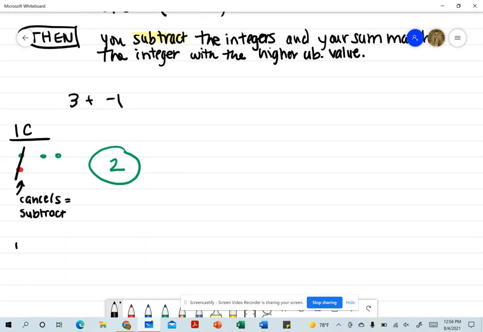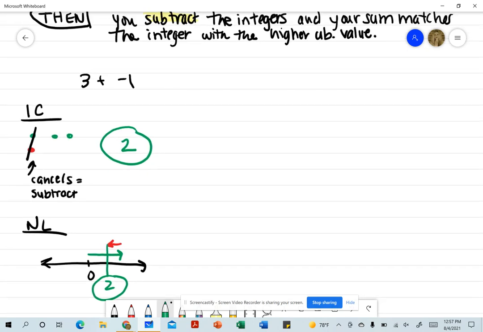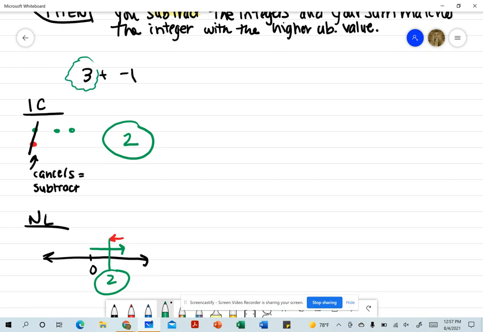What does that look like on a number line? So you go forward 3, and then you counteract that with 1. Guess where you still end up? Positive 2. You still end up in positives, right? So because you started with more positives in your expression, or your absolute value of 3 is definitely bigger than the absolute value of negative 1, which is 1, we end in positive. So it matches the number with the bigger absolute value. In this case, that was 3.